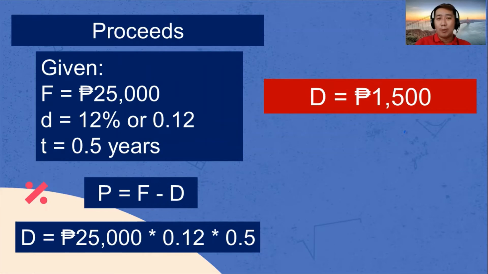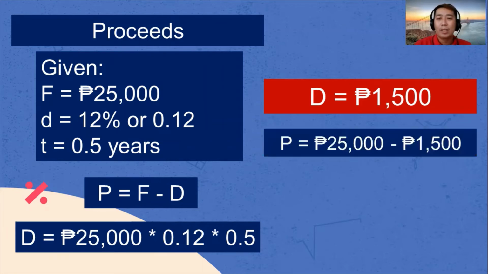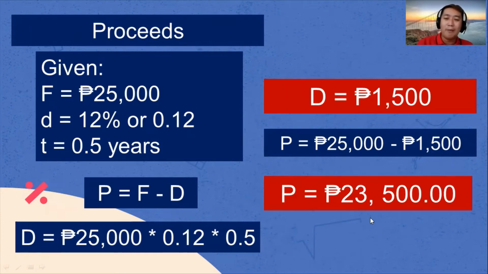By the way, I uploaded the discussion on bank discount. If you want to understand it more, you may watch it and practice how to solve it. Okay, since we have the value for the bank discount, let's now get the value of the proceeds. Proceeds is equal to the maturity value, 25,000 pesos, minus the bank discount, 1,500 pesos. And the value of the proceeds, the amount to be received by the borrower, is 23,500 pesos.